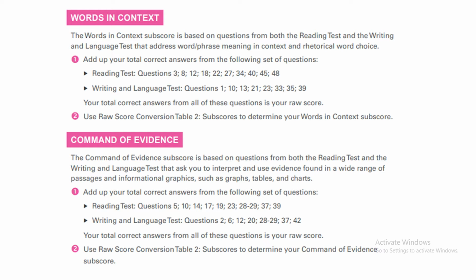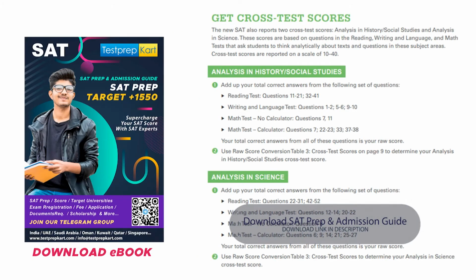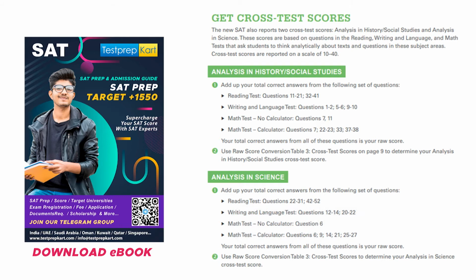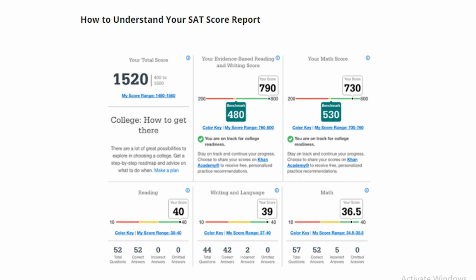Words in context, command of evidence. Also, how do you calculate the cross-test scores? Analysis in history and social studies, and analysis in science. I will be running you through how to understand your SAT score report through this PPT. This is just a sample PPT for your understanding.